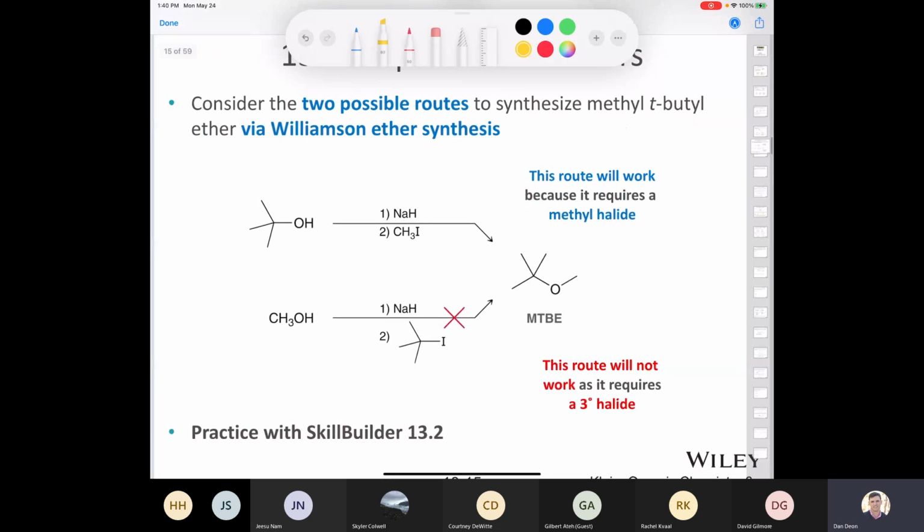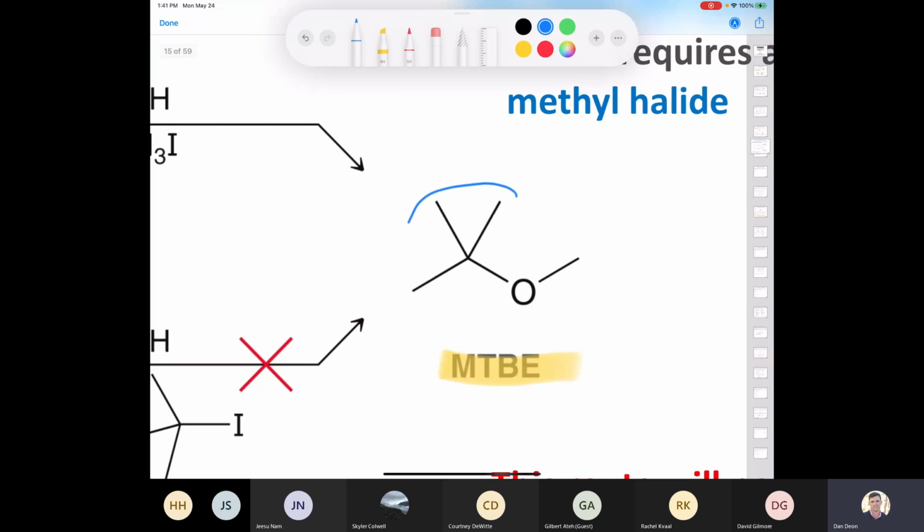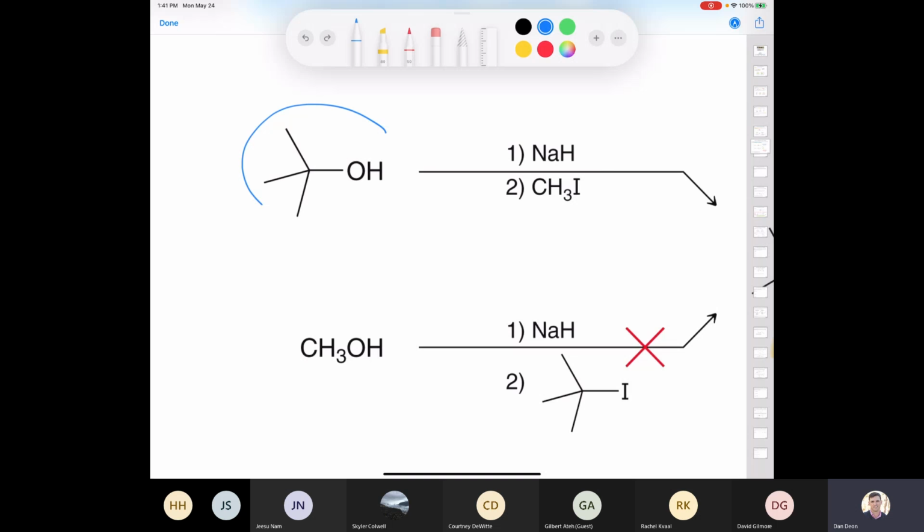Okay, let's consider two possible routes to that famous compound, tert-butyl methyl ether, or MTBE, as it is incorrectly named using acronyms. On one side of this ether, you've got a tert-butyl group over here, and on this side, you've got a methyl group. Hypothetically, you've got two possible starting materials. You could start with tert-butanol, and you could start with methanol.